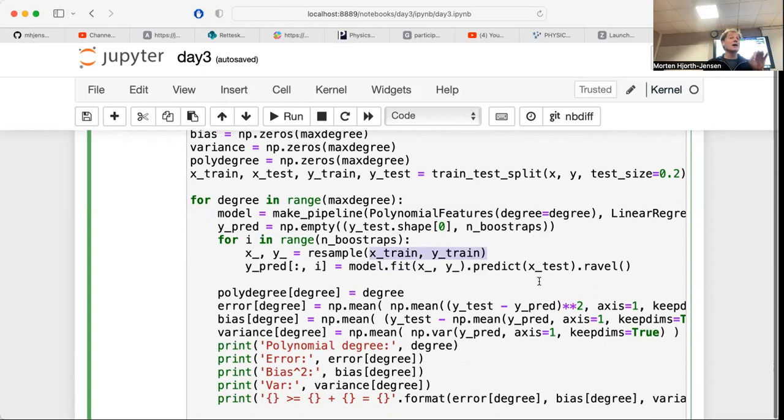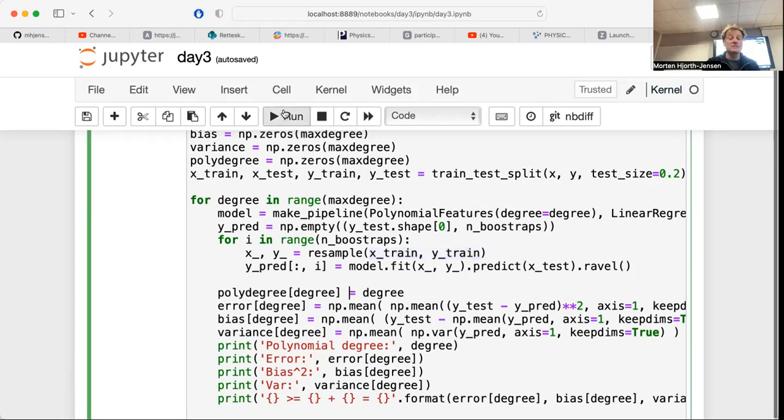And this is where you apply the bias-variance trade-off. And here I calculate the mean squared error by using the mean functionality. And then I calculate the bias. So this subtracts from the test data the mean value of the model, the prediction. And then I calculate the variance of the predicted data itself within the model.